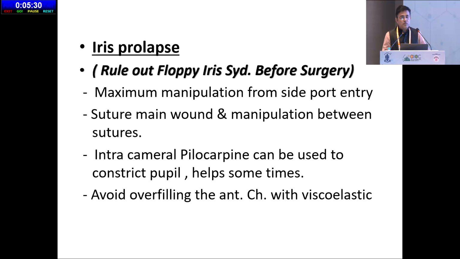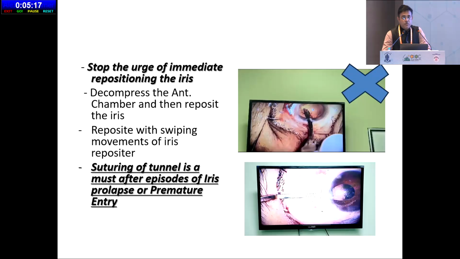So first, rule out a floppy iris syndrome before surgery, and try to do maximum manipulation of the side port, suture the main wound and manipulate between the wounds. Intracameral pilocarpine sometimes helps, and avoid overfilling the anterior chamber with viscoelastic. Stop the urge of immediately repositioning the iris.